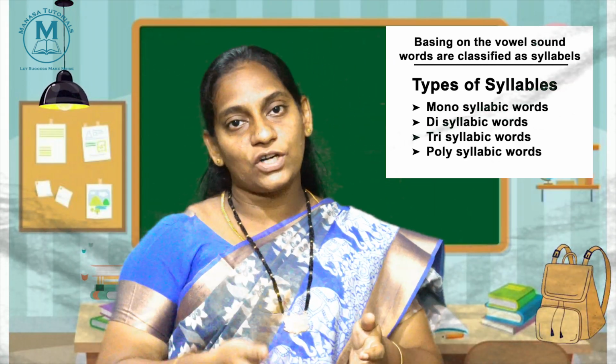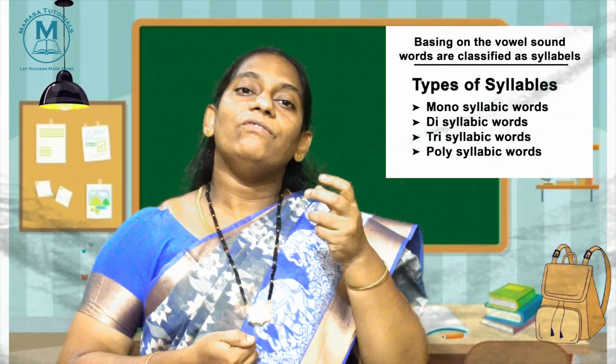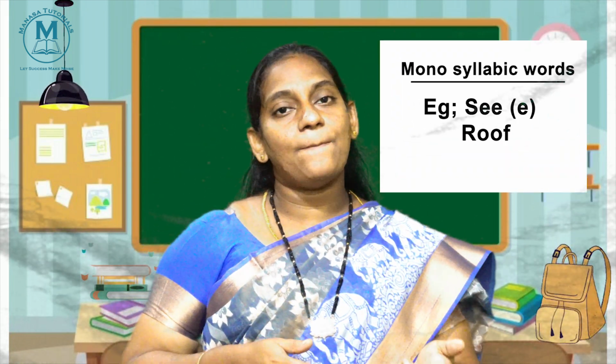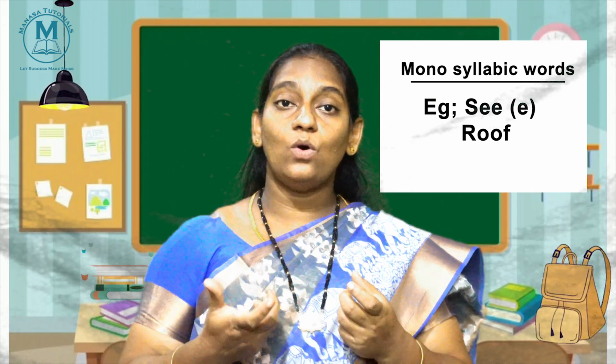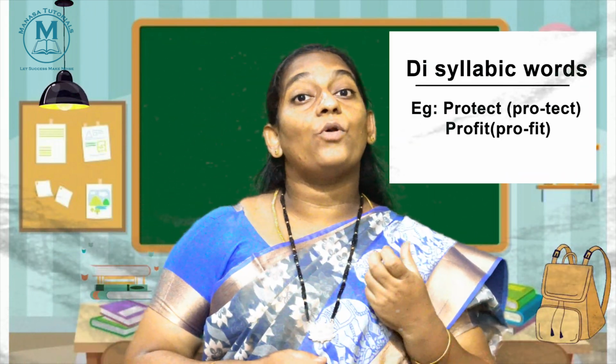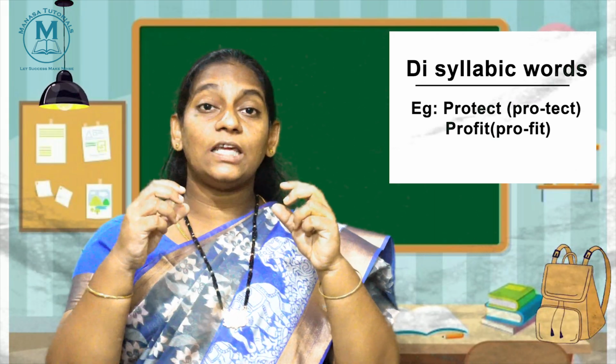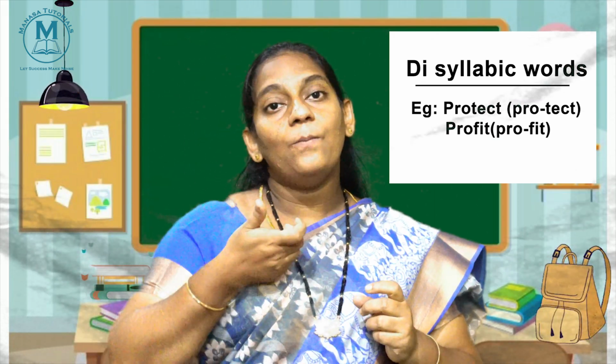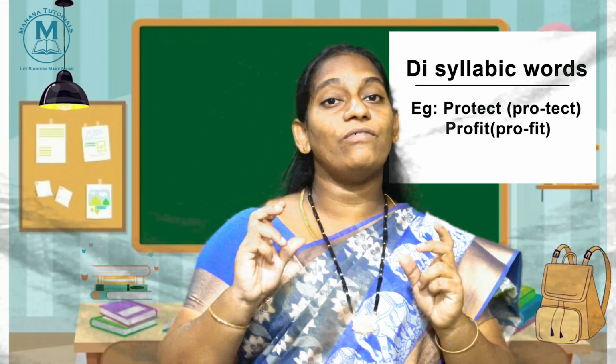Based on the sounds of the vowels, words are classified as monosyllabic words, disyllabic words, trisyllabic words and polysyllabic words. When we say monosyllabic words, only a single vowel sound is produced. Examples: see, roof, house, name. When we say disyllabic words, we observe two vowel sounds. Examples: protect, profit. Here two vowel sounds are observed.